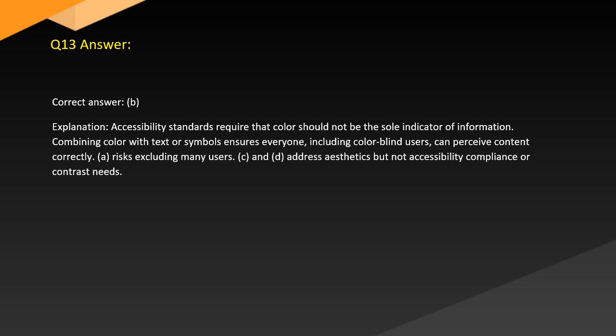Answer. Correct answer: B. Explanation. Accessibility standards require that color should not be the sole indicator of information. Combining color with text or symbols ensures everyone, including colorblind users, can perceive content correctly. A. Risks excluding many users. C and D address aesthetics but not accessibility, compliance, or contrast needs.